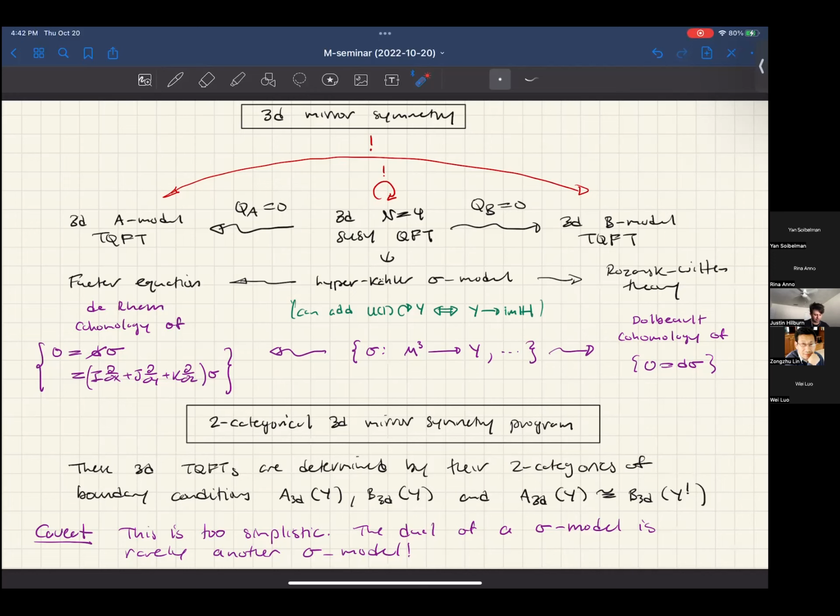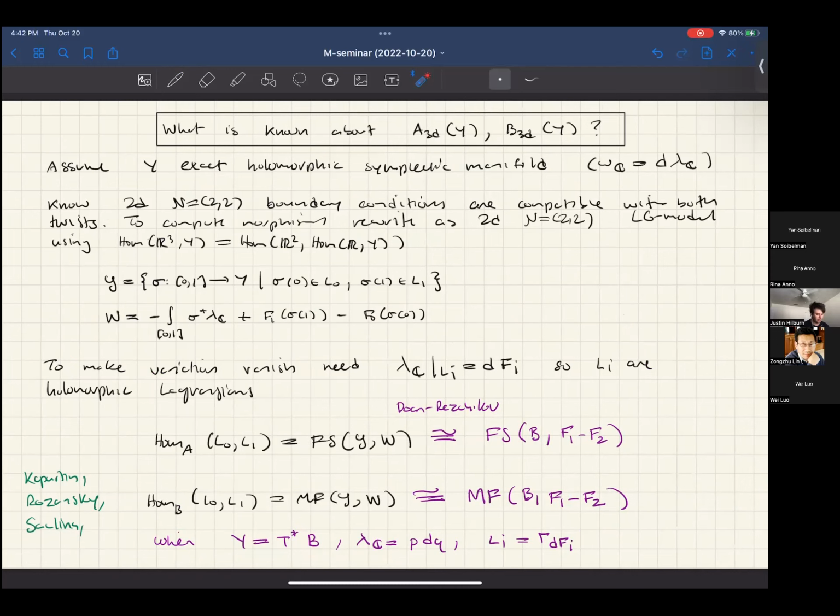Okay. So let me just say some things about what is known about these two categories, although I'm not going to follow anything about the approach that I'm going to tell you right now. So let me just go ahead and choose a complex structure on Y, and let me just go ahead and assume that it's an exact holomorphic symplectic manifold. This is necessary to define the B-twist.